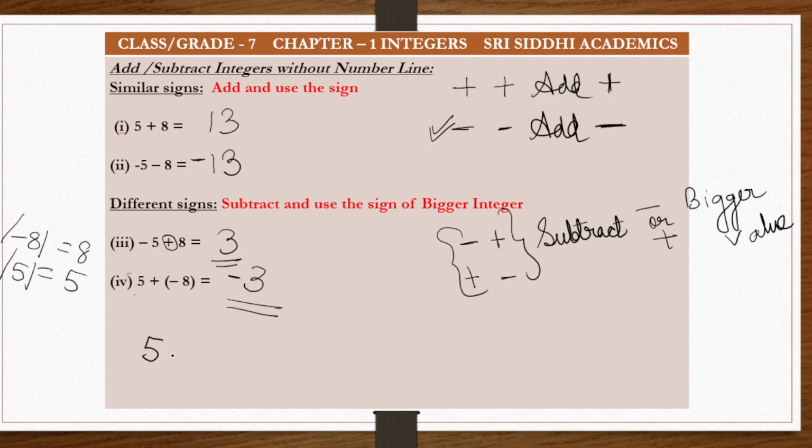Suppose it is 5 minus of minus 8. Here what will we do? Here we will see that there is a minus sign inside, minus sign outside. Same signs inside and outside means it will become plus. It will become 5 plus 8, not 18. I'm sorry. It will become 13 as usual. Answer will come.